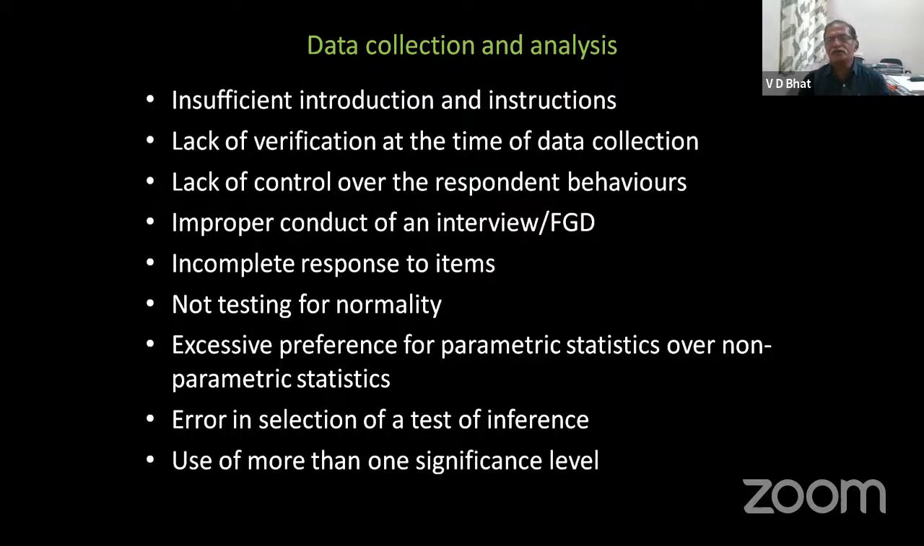Use of more than one significance level. If there are many hypotheses, suppose the first hypothesis I have tested at 0.05 level, that means 5% error. The second hypothesis, I should also test at the same level. Even if my finding shows that it was significant at 0.01 level, my selection has to be only 0.05. I must consistently keep that level of significance as constant. That is another error which students normally do.